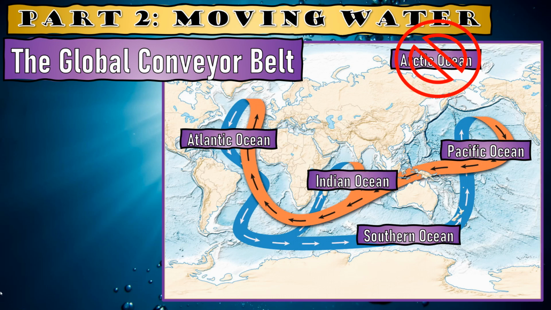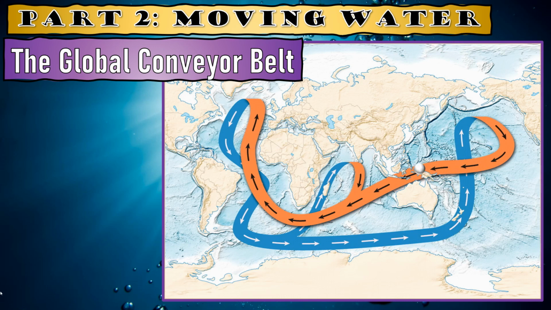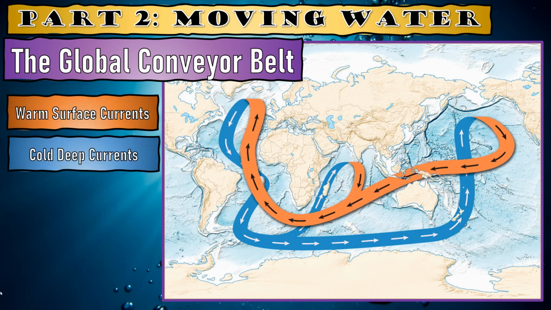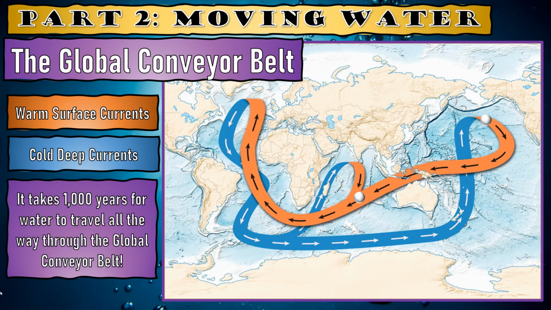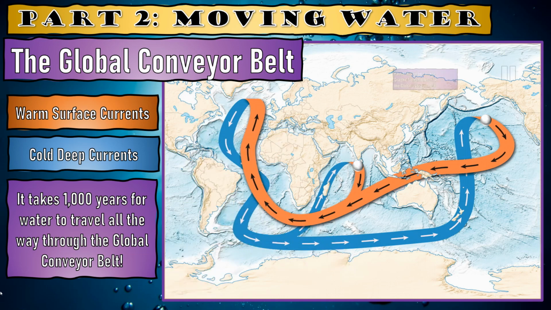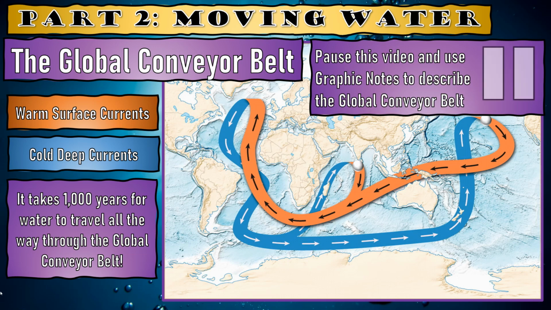The global conveyor belt does not carry water up into the Arctic Ocean. In the global conveyor belt, water travels along the surface. The orange are the warm surface currents before it sinks to the cold, deep currents below. It takes 1,000 years for water to travel all the way through the global conveyor belt, which is quite a long time, 1,000 years to travel through once. What I'd like you to do right now, please, is pause this video and use graphic notes to describe the global conveyor belt.